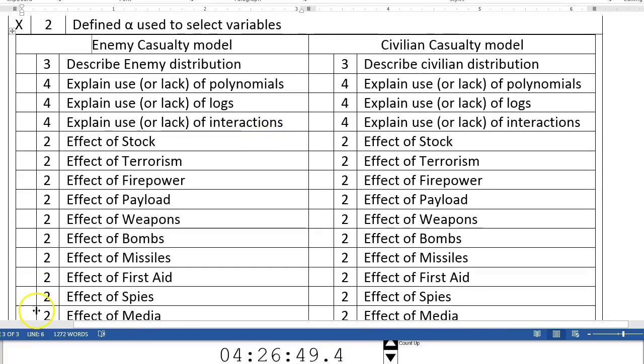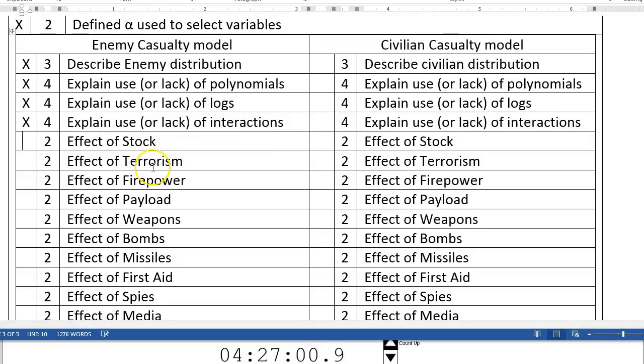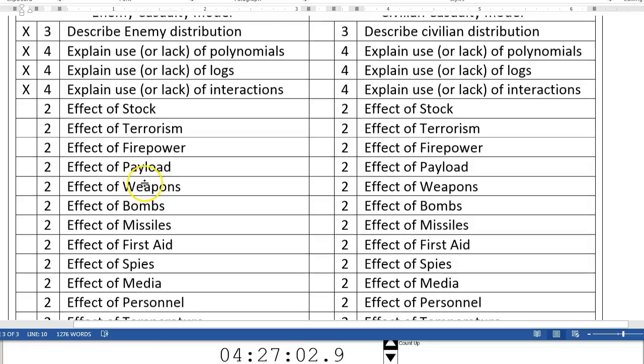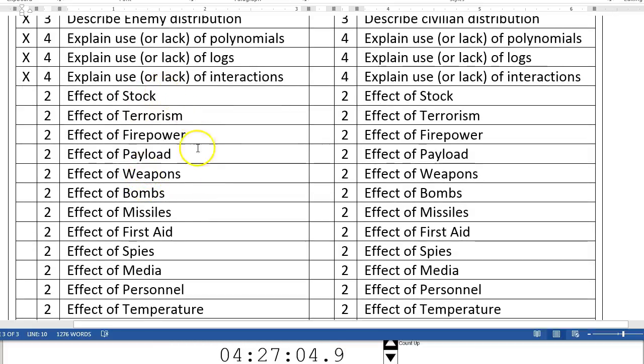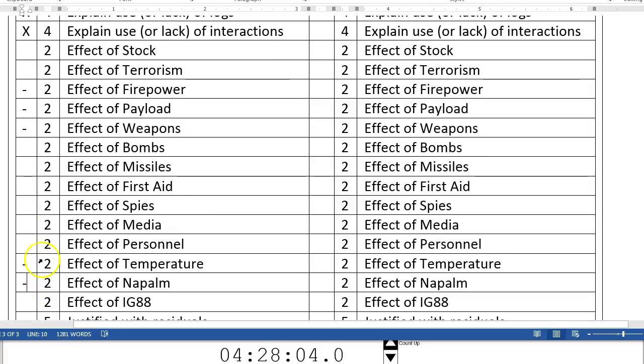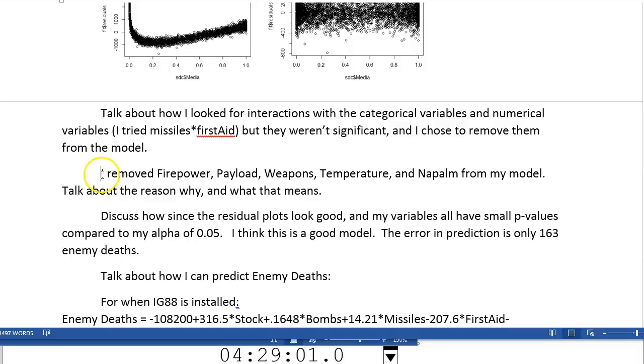Okay, the enemy casualty model. I did go through and talk about how and why I use these, and you know what, now that I look at this list, I talked about the ones that were in my model. What I didn't talk about are the variables that got taken out. These 5 need to be mentioned, and the client deserves to hear that firepower, payload, weapons, temperature, and napalm were removed on purpose, not because I forgot about them or it was too big and I couldn't handle them. I really didn't want them in my model.